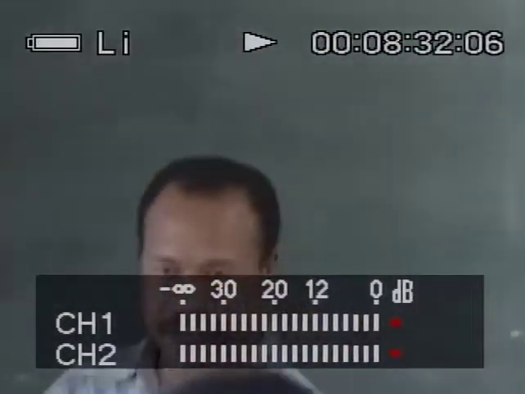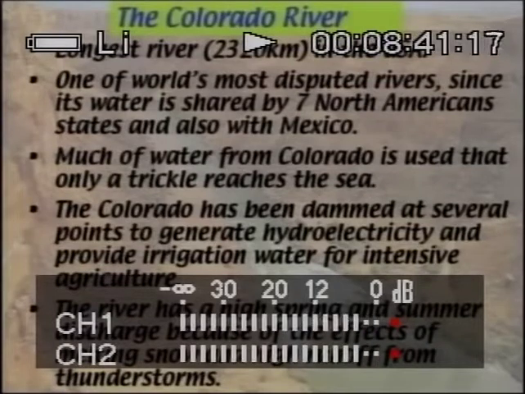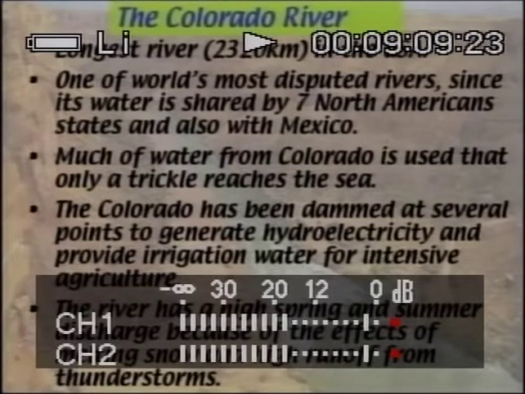Let's see some features or information that are of interest to us concerning our case study, the Colorado. The Colorado is the longest river in the United States of America, at 2,320 kilometers. The Colorado is one of the world's most disputed rivers, since it is shared by 7 American states and also Mexico. Now, it's one of the world's most disputed rivers. What do we mean by disputed rivers?